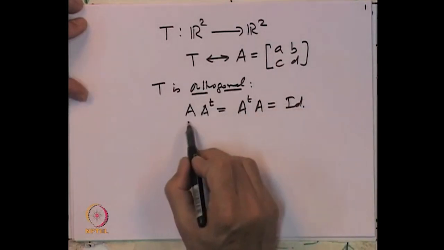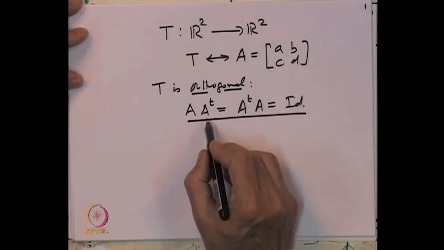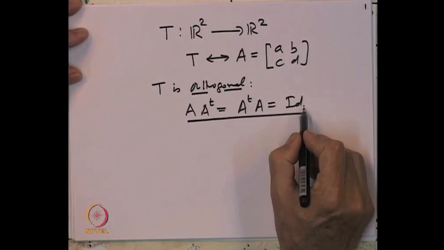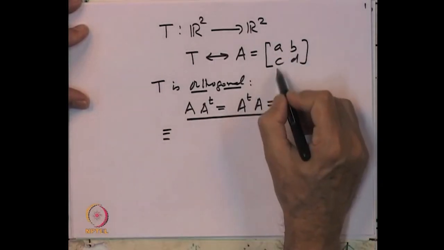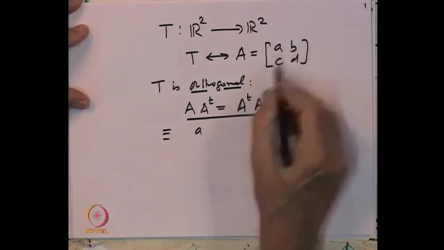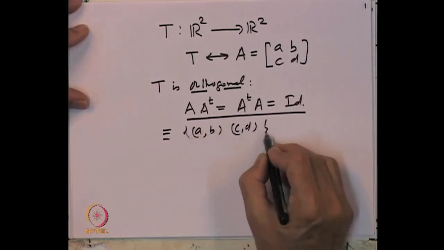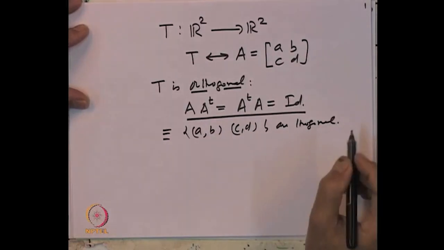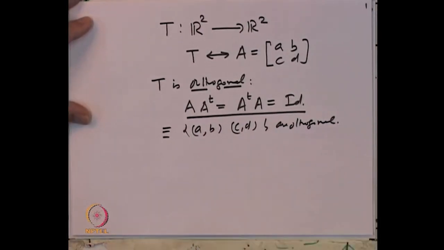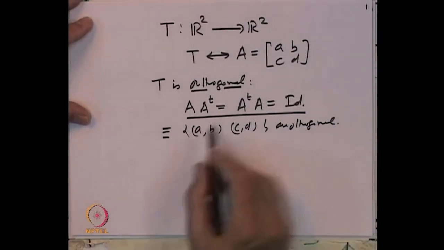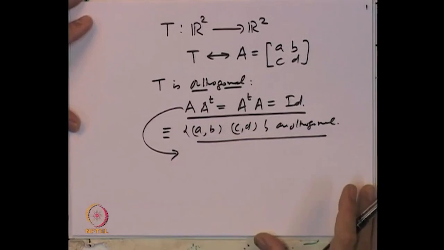So, saying that T is orthogonal is characterized by this property of the matrix of the linear transformation, namely A times A transpose is the same as A transpose times A, and that is equal to identity. This is also equivalent to the property that the row vectors, A B and C D, are orthogonal, namely their dot product is equal to 0, and each is a unit vector. So, that is called orthogonal, but we are not going to use this property. So, let us look at this property which says A transpose A is equal to identity.